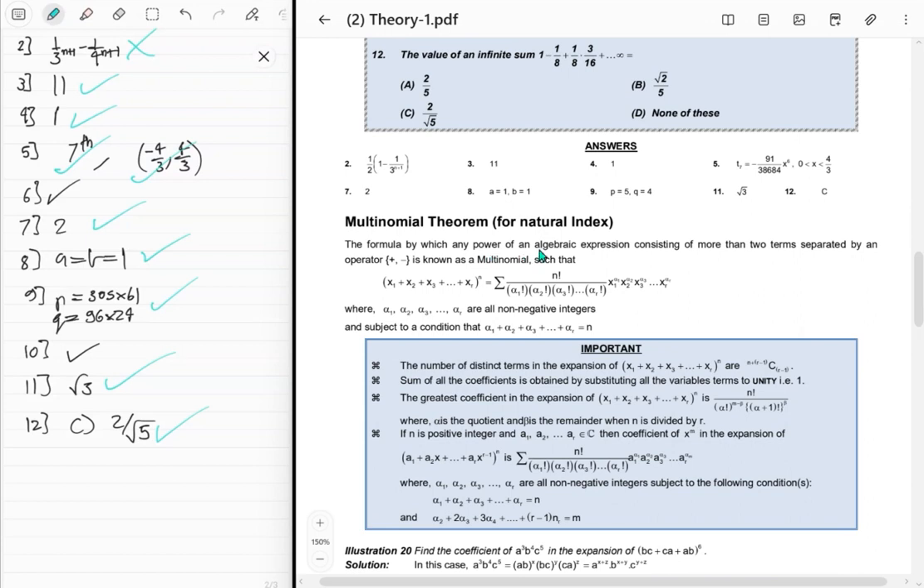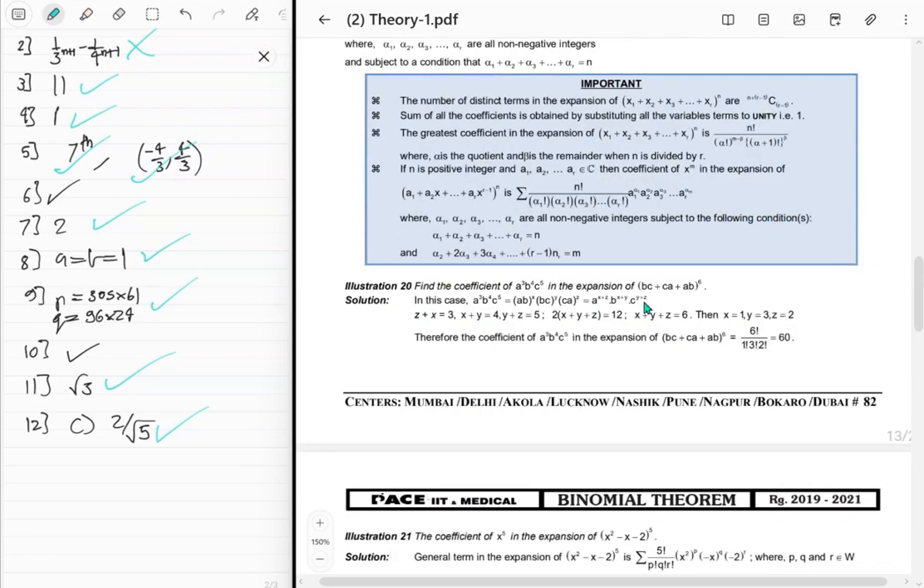Okay, fine. So the next part is the multinomial theorem for natural index. This is something that I already told you about. The number of distinct terms in the expansion of this is, well, n plus r minus 1 C r minus 1.